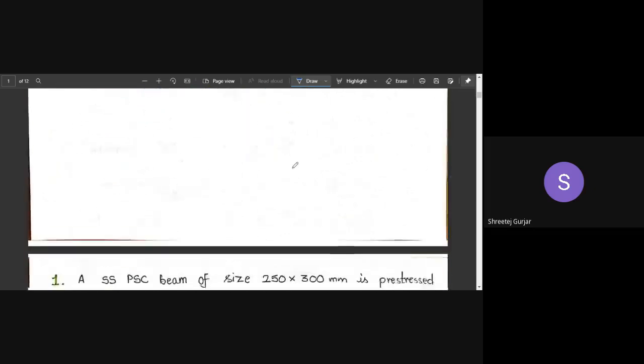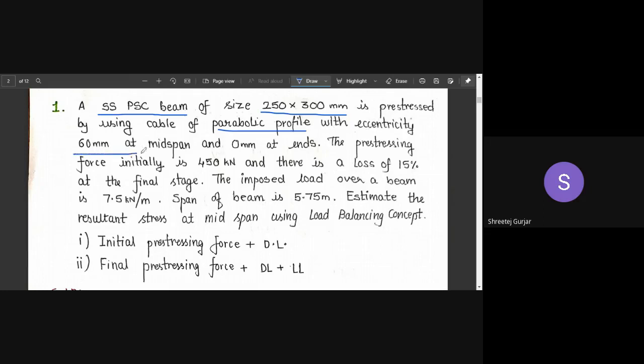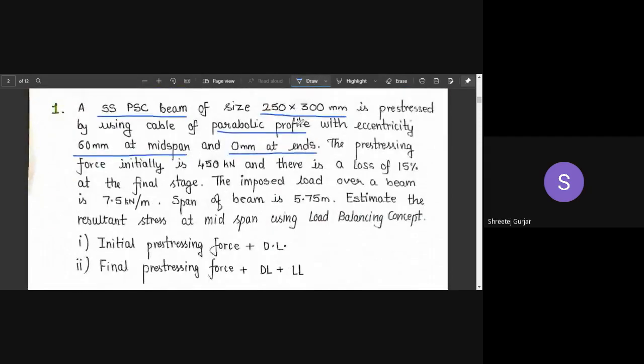So moving on to your first numerical. It is a simply supported PSC beam, a rectangular beam with a parabolic cable profile. You can see it is a parabolic profile with eccentricity 60 mm at midspan and 0 mm at the ends. At the supports, it is 0. That is given in the statement.